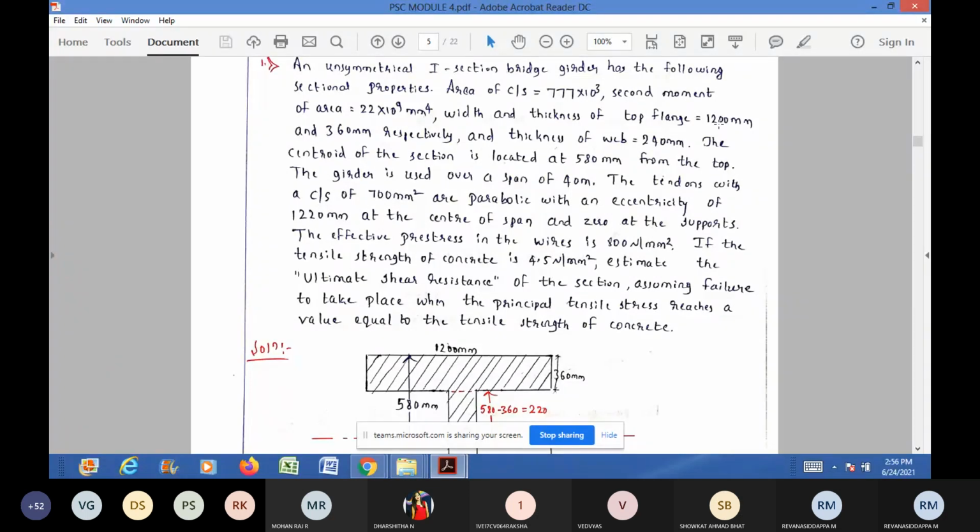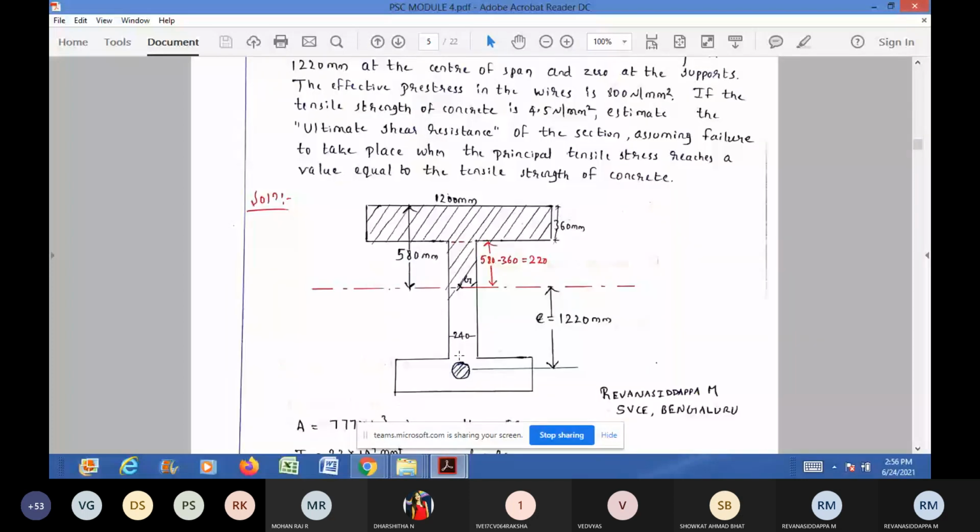Width and thickness of top flange. The top flange dimensions are given. Width is 1200 mm and thickness is 360 mm. That I have mentioned in the diagram. And the thickness of the web is 240 mm. That is also mentioned in the diagram. Thickness of web is equal to 240 mm.